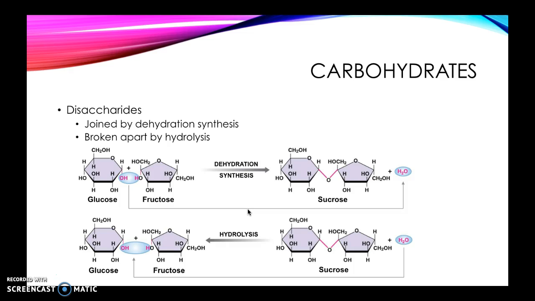Disaccharides are joined by the process of dehydration synthesis and are broken apart by the process of hydrolysis. As you can see, the OH portion of glucose is going to bind with this H from fructose, and then over here that is lost as water. When we break this down, we add the water back in, and that H goes back to fructose, and the OH is on glucose.